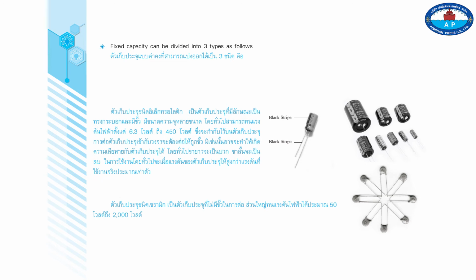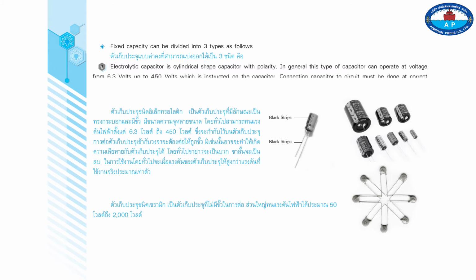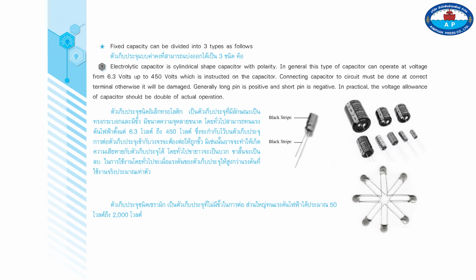Fixed capacitors can be divided into 3 types as follows. 1. Electrolytic capacitor is a cylindrical-shaped capacitor with polarity. In general, this type of capacitor can operate at voltage from 6.3 volts up to 450 volts, which is instructed on the capacitor. Connecting the capacitor to the circuit must be done at the correct terminal, otherwise it will be damaged. Generally, the long pin is positive and the short pin is negative. In practice, the voltage allowance of the capacitor should be double the actual operation.